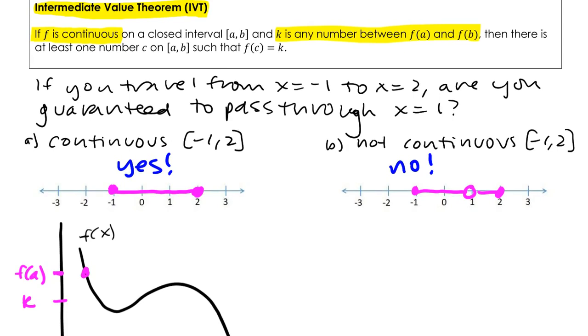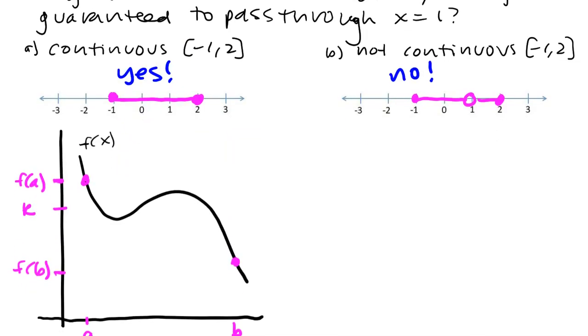So I want you guys to notice we needed two conditions. We need f to be continuous, and we need k sandwiched between those. Then it says there's at least one number c on AB, such that when you sub c into the function, you get k out.